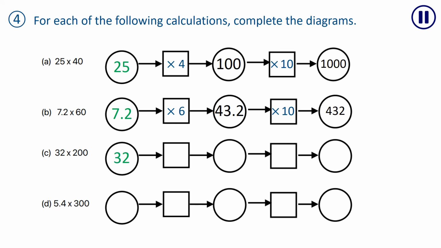32 times 200, we would break up the 200 into times 2 and times 100. 32 times 2 is 64, and 64 times 100 is 6,400. And lastly, we have 5.4. We're going to multiply by 300 by multiplying by the 3 and then multiplying by 100. So 5.4 times 3 is 16.2, and 16.2 times 100 is 1,620.